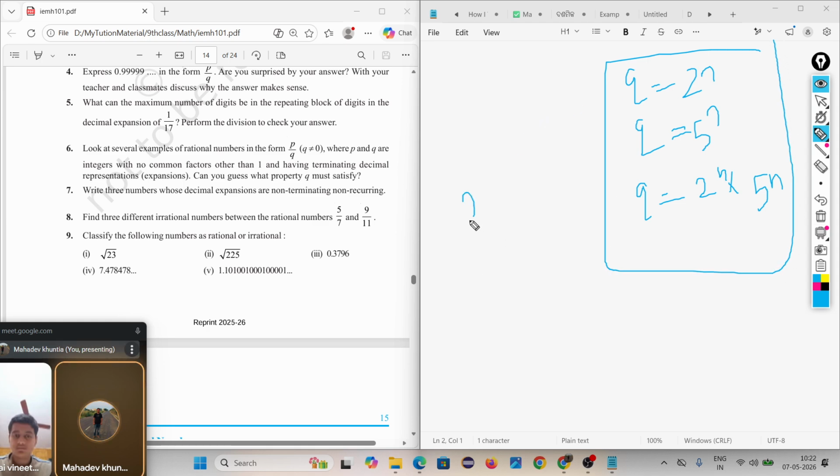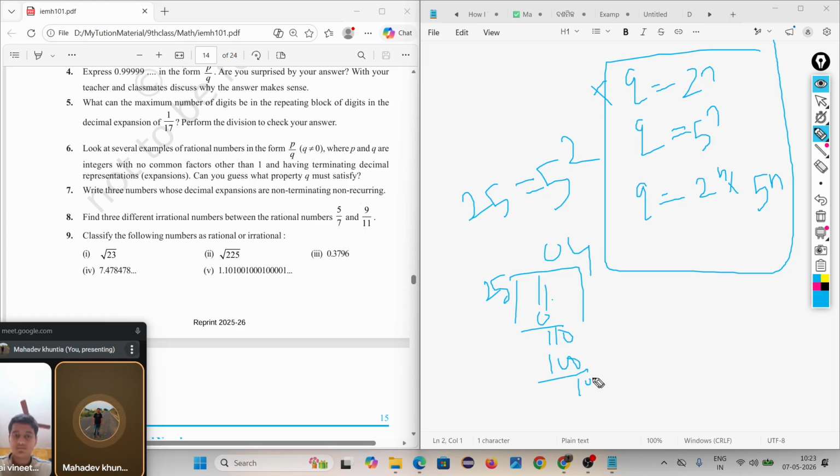Sir, here you look at 25. Can I write 25 as 2 raised to the power n? Not possible. 5 raised to the power n? Yes, 5 squared. That means 100%. Look, 11 upon 25. 25 0s are 0, 11 decimal 0. 25 4s are 100, 100 minus 100 is 0. Got it, sir. Okay.